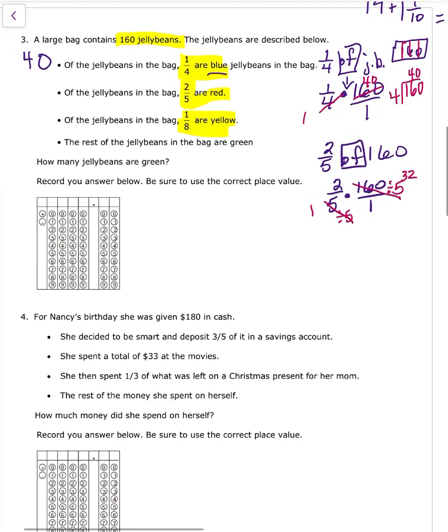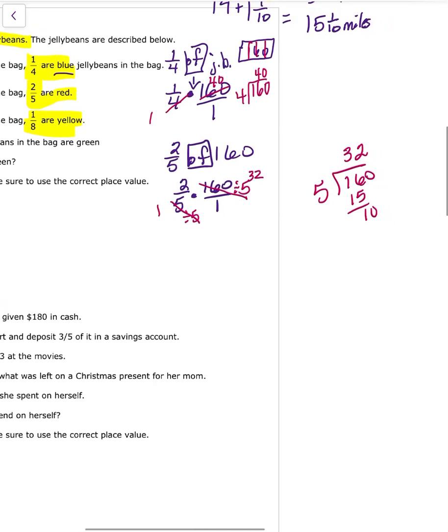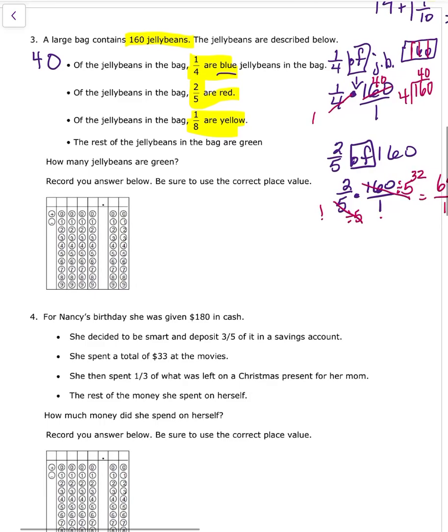And then I'm going to multiply straight across. I'm going to say 2 times 32. And again, I'm going to come to the side. Do 32 times 2, which is going to be 64. And then 1 times 1 is 1. So there are 64 red jelly beans. I'm trying to keep my work organized. I'm going to bring it up here and write 64 right there.